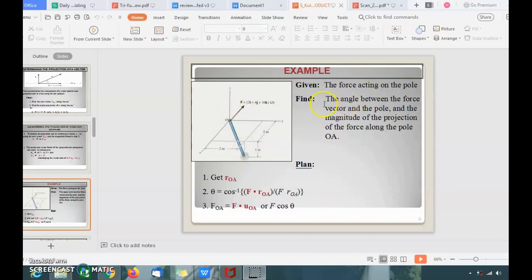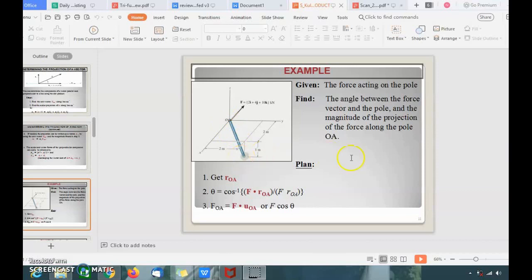So the question is to find the angle between the force vector and the pole. So you need to find the angle between the vector of the pole and the vector of F, and the magnitude of the projection of the force along the pole OA. If we apply force here through the cable, what is the force of the whole system? We can call it the projection force along the pole O to A.